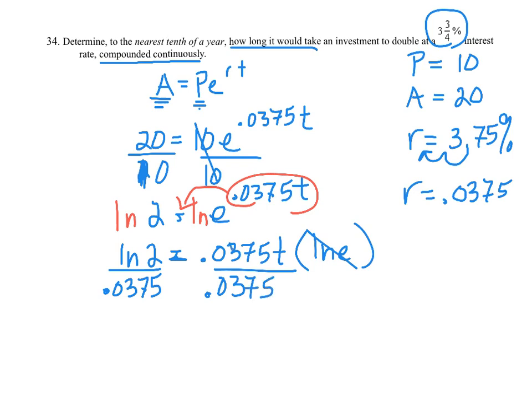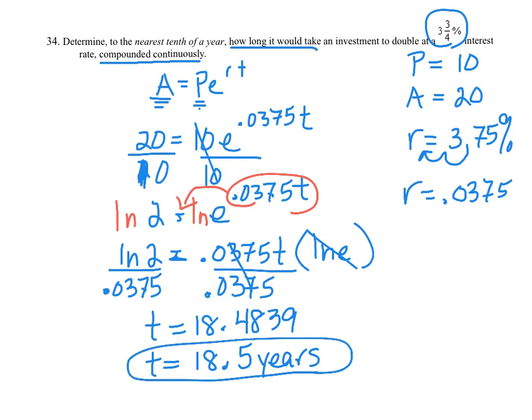And then the rest is calculator work. So the ln of 2, and divide that by 0.0375, and that will give us 18.4839. And it says to the nearest tenth of a year, so then t would equal 18.5 years.